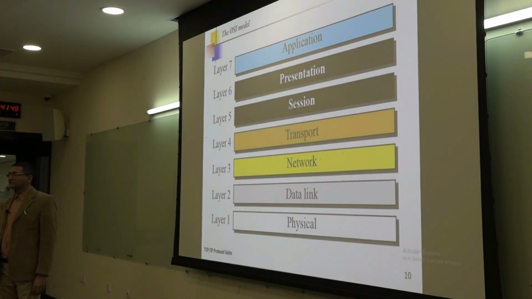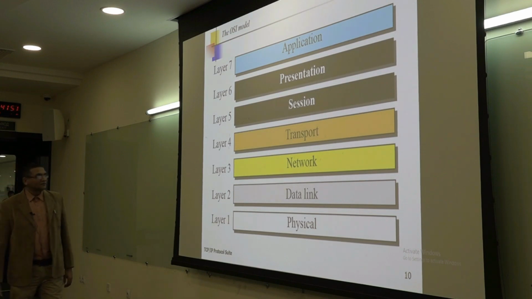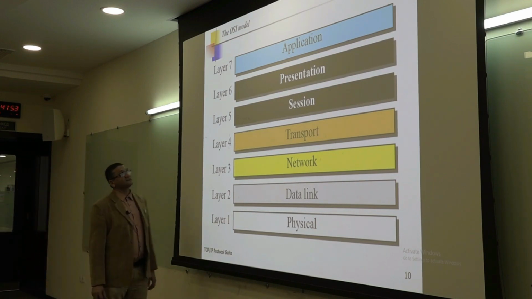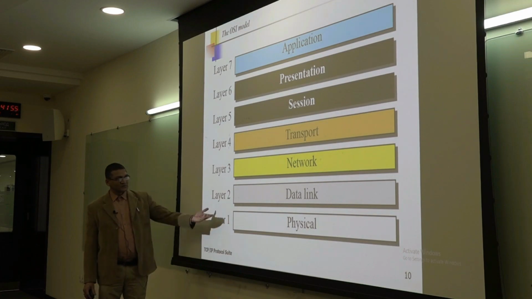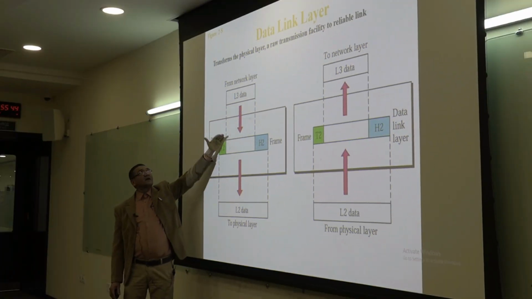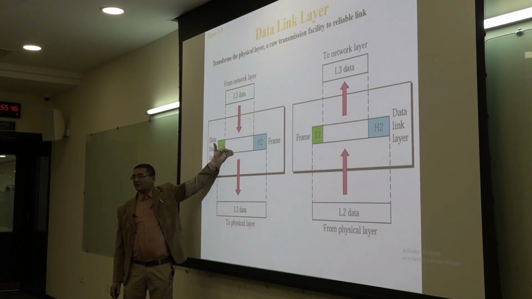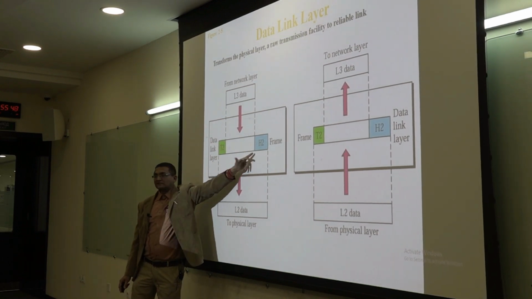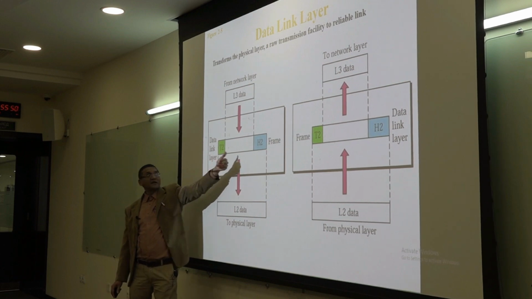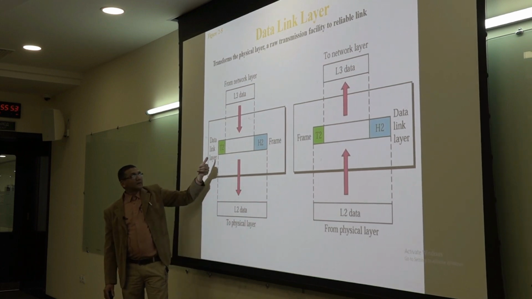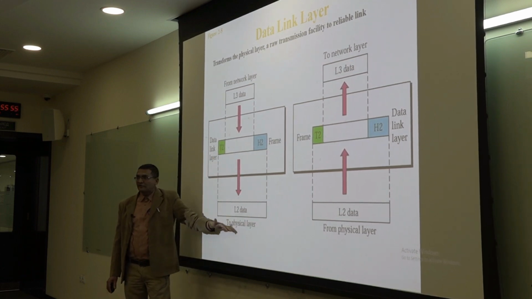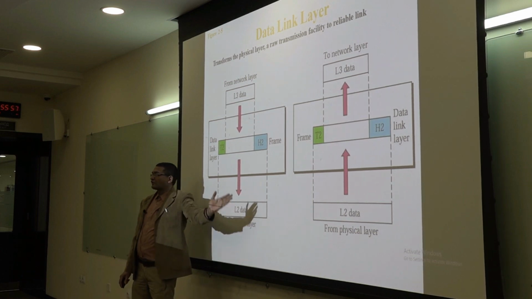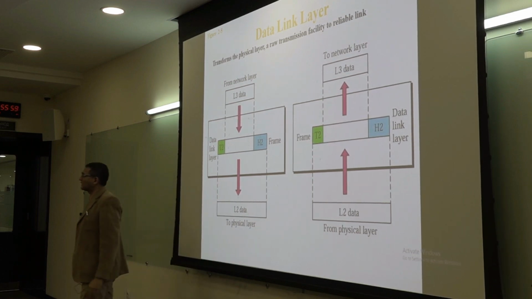So we have 7 layers in this model. Layer 1, 2, 3, 4, 5, 6, 7. Just have a look at the names of these layers. Here is the data link layer. It will take the data from the upper layer and add some header and tail, right? And then it passes it to the physical layer. The physical layer then transmits the data to the other side.